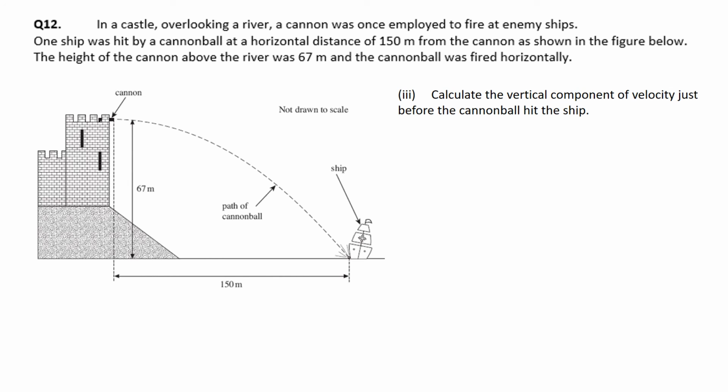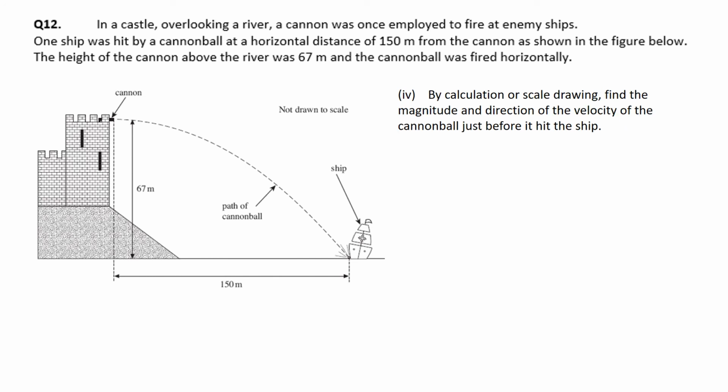Calculate the vertical component of velocity just before the cannonball hits the ship. So now we know the time. There's a few ways of doing this, but I'm going to use this equation here. The initial speed, again, we know is 0. We know the acceleration and the displacement in the vertical direction, so we can work out the final velocity, and it actually should be minus 36 because it's downwards.